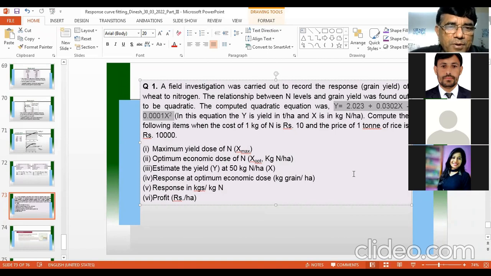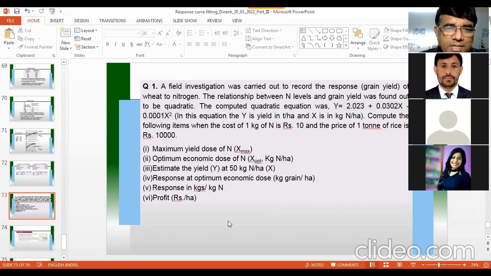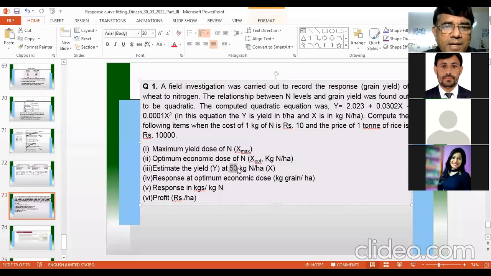Yes, sir. Okay. So if you get the equation, you can calculate the maximum yield dose. The equation is given here, minus B upon 2C, the optimum economic dose. To estimate the yield at 50 kg, you have the equation, so you can estimate or predict the yield. You just remove x and in place of x, you put 50.